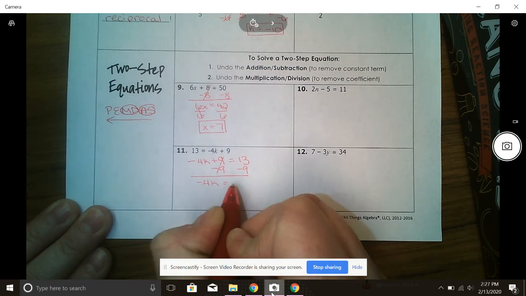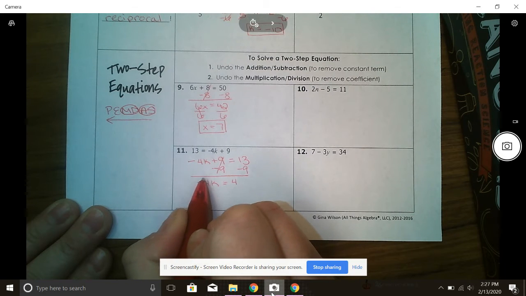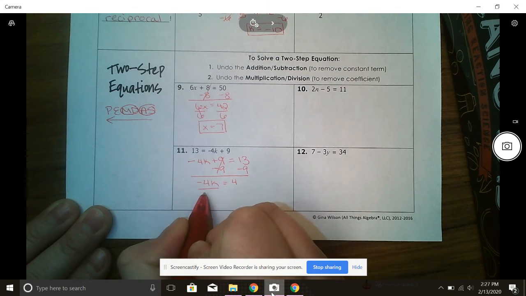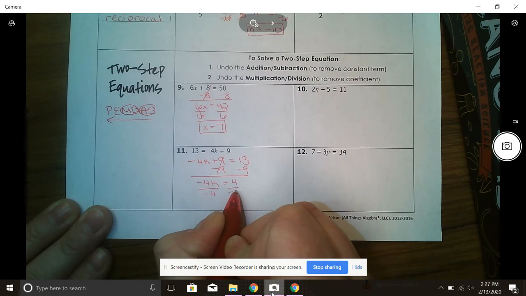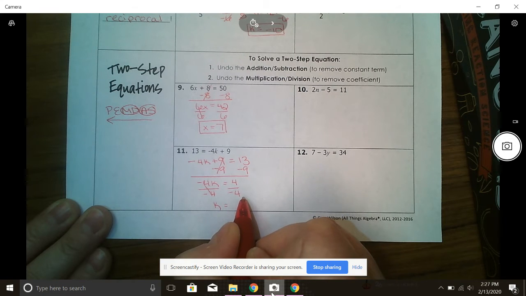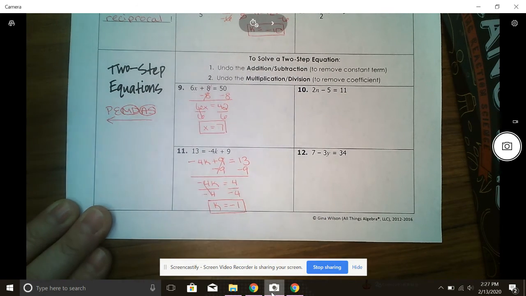13 take away 9 is 4. And then I'm going to undo negative 4 that's multiplying k. That is not a minus 4. That negative 4 is multiplying with k. And 4 divided by negative 4 is negative 1. Let's flip our page over and see a couple more on the back.